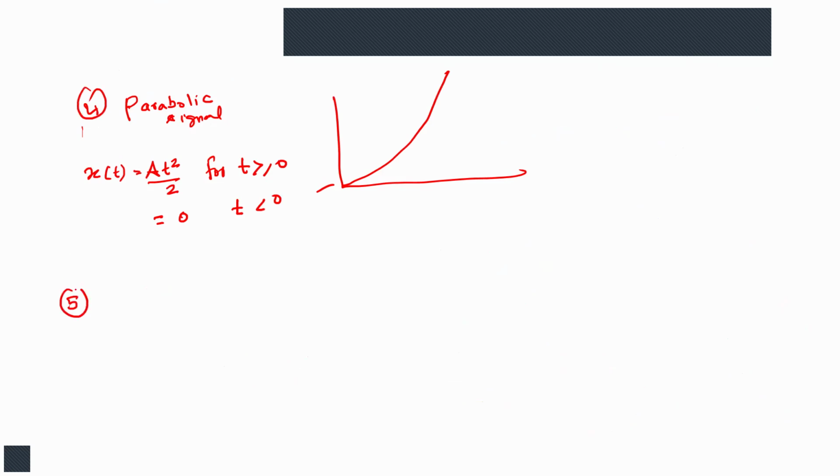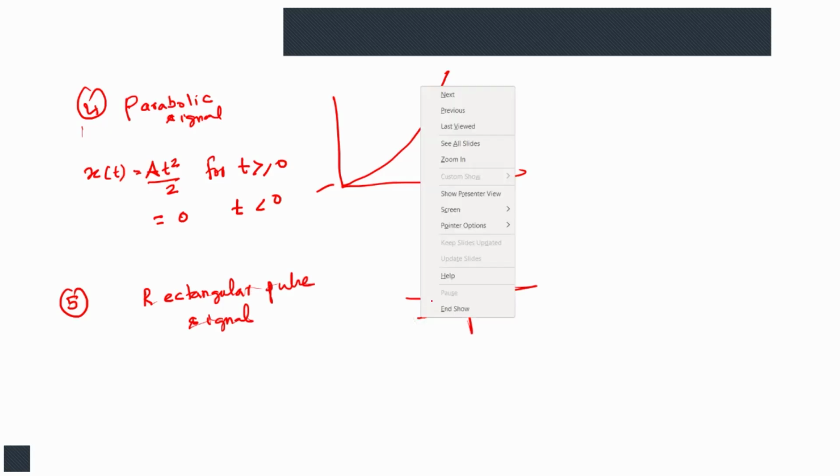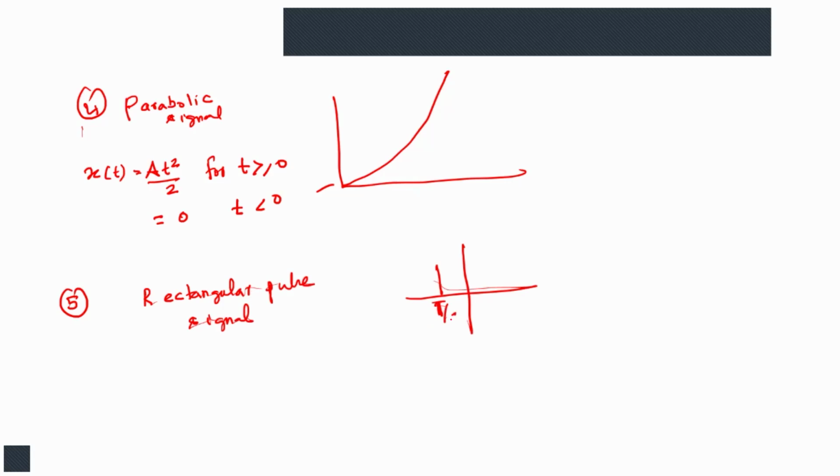Now the fifth signal which we'll be using is the rectangular pulse signal. So how does this rectangular pulse signal exist? This is basically a rectangle which has a dimension here of minus t by 2, and here t by 2 on this side.